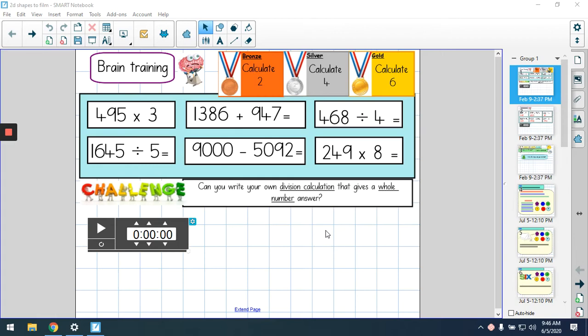Hello Year 4, in today's lesson you're going to be looking at classifying and naming 2D shapes. So we've got a brain training starter to warm up. You've got lots of calculations which require written methods. I would allow yourself 5 minutes to have a go at calculating anything from 2 for bronze, 4 for silver and 6 for gold. And then when you're done, you can have a look at the answers. So pause the film when you're ready.